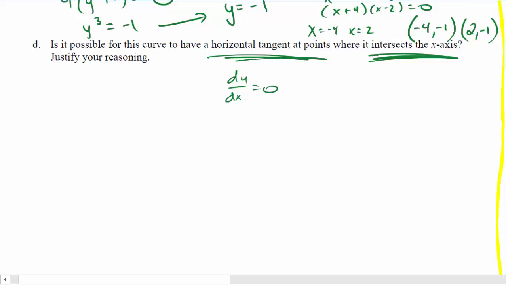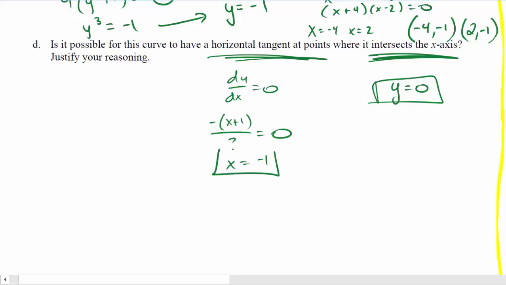Intersects the x-axis means it's an x-intercept, which all x-intercepts have this property, y equals 0. Simply writing y equals 0 could have given you a point. Or you could have done dy/dx equals 0 and solved for whatever x or y could be. So if I look at what dy/dx is, it's negative x plus 1 over something. But again, if we know the derivative is equal to 0, we only care about the numerator. Solve for x, you get x equals negative 1. So I also know that x equals negative 1 or y equals 0.